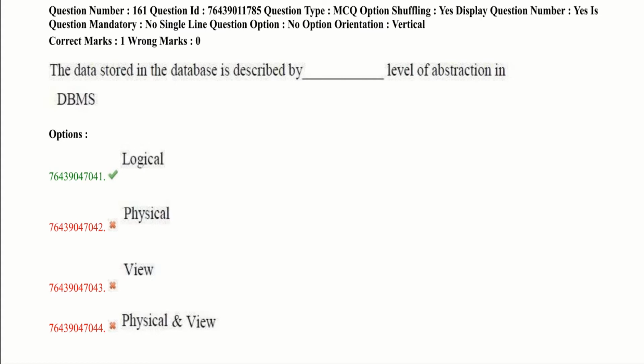Our first question is: the data stored in the database is described by dash level of abstraction. The answer is logical level. You have to know about all the levels of abstraction and all the concepts of abstraction. Let me tell you all the levels briefly.